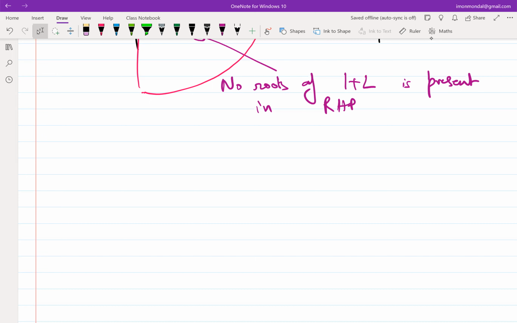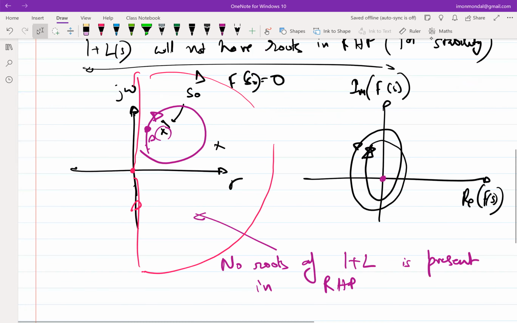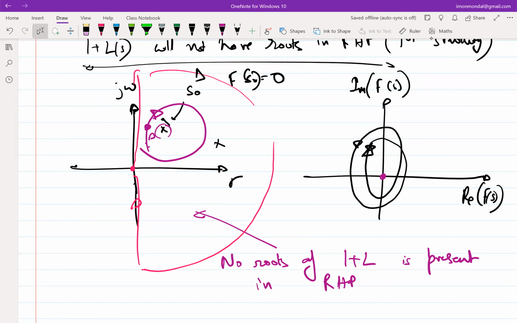Okay, so even before one, I jumped one step. Now what we are interested in is to figure out whether 1 plus L doesn't have any encirclement of 0. Now Nyquist came and said, why 1 plus L?